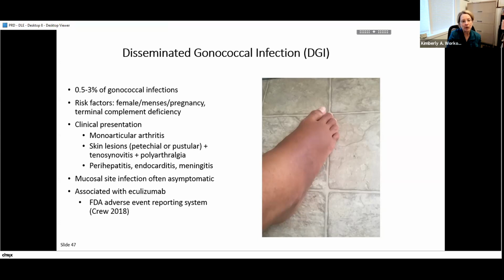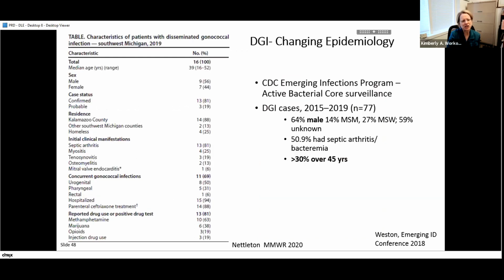And disseminated gonorrhea has been associated with eculizumab, which inhibits complement, and there have been a number of DGI cases in people getting this particular biologic. But what I wanted to mention is that the epidemiology seems to be changing. What you see on your left is from an MMWR that came out last year, showing that the epidemiology is shifting in the current climate to men. This was associated with concurrent drug use, with a lot of meth.